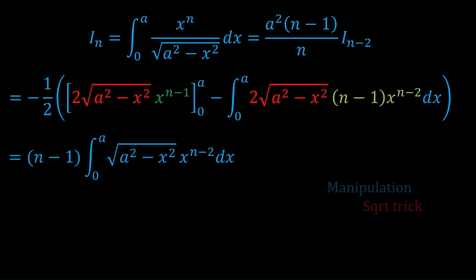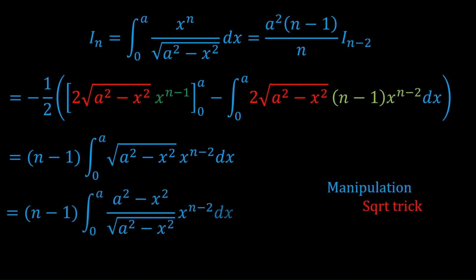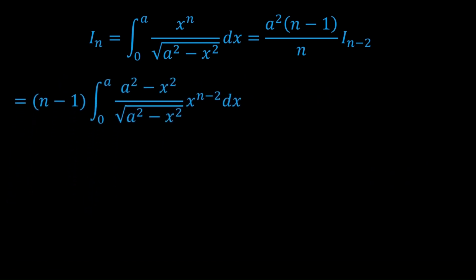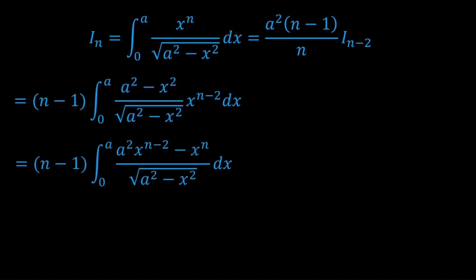And now we're going to use the square root trick. Basically, we multiply and divide by square root a squared minus x squared, giving us this. We then expand out the numerator and write these in terms of I. And then we're just going to rearrange and we're done.